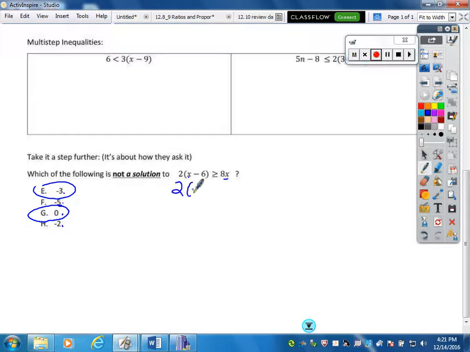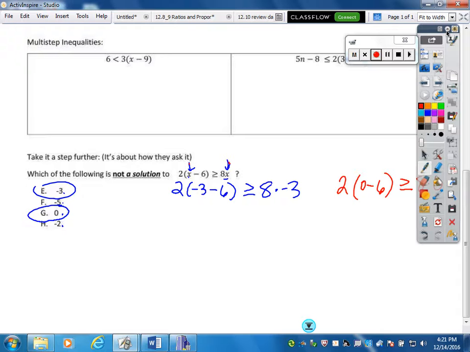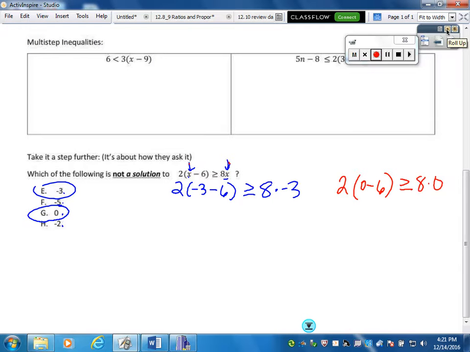So we plug in negative 3 for this x, and we'll plug in right here as well. So let me write the rest of that stuff there. So this is the one that's going to work, and the one that's not going to work, I'll do in red. I'm going to plug in 0 here and here now. So 0 minus 6 is greater than or equal to 8 times 0. So let's see what I get for each of them and how this works out if you want to do the plug-in method.